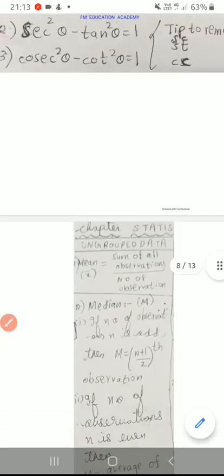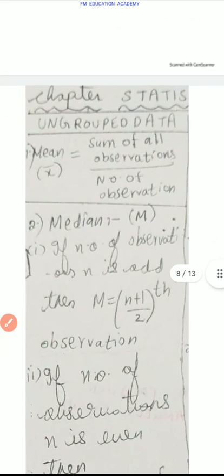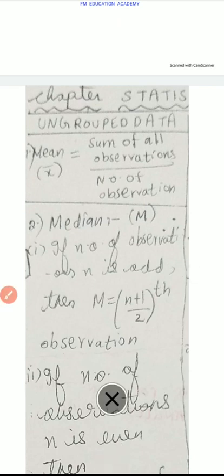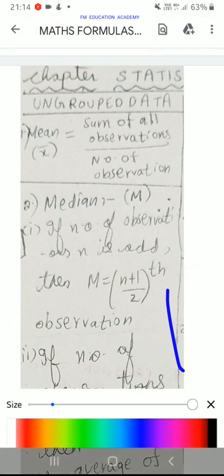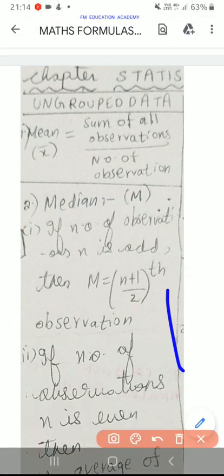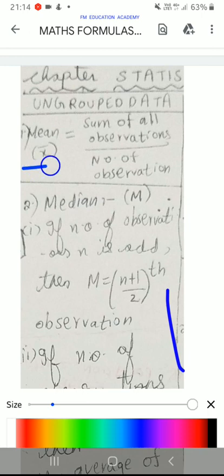Then you have statistics. In statistics you have ungrouped data. What is ungrouped data? Data which cannot be arranged in the form of rows and columns is called ungrouped data. So whenever the data is given to you in the question in the form of commas, then you have to use these formulas. What is the formula of mean? In lower classes also you studied mean: x bar is equal to the sum of all observations by the number of observations.